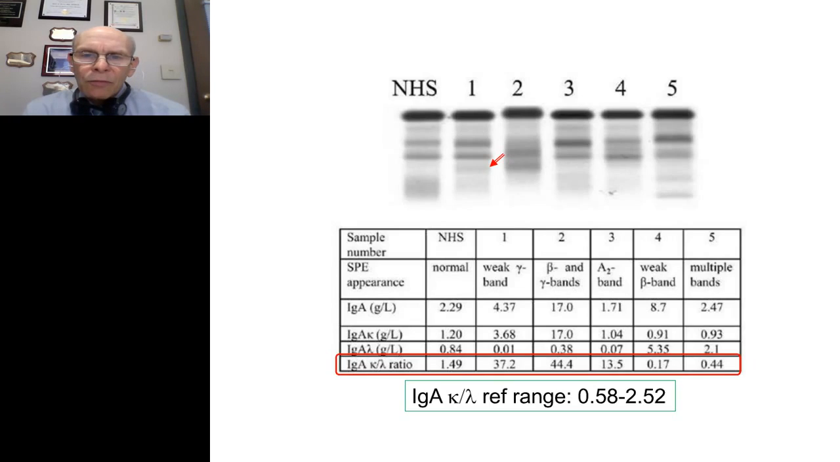Let's look at case 2. There's a very definite band here. They say that there are beta and gamma bands there and a very abnormal kappa lambda ratio of 44.4. It's certainly consistent and helpful.